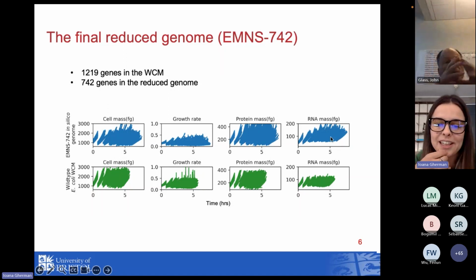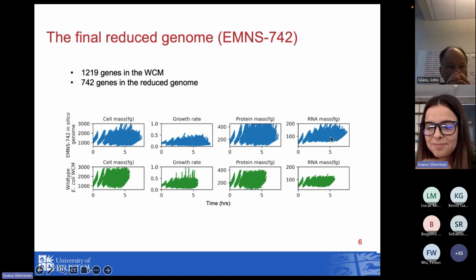And this is something that we are still thinking about and trying to understand, whether this is something biological, so whether some proteins are produced in excess, or is it something that the whole-cell model does in order to keep the cell alive. So to keep the cell alive, it tries to produce more proteins.